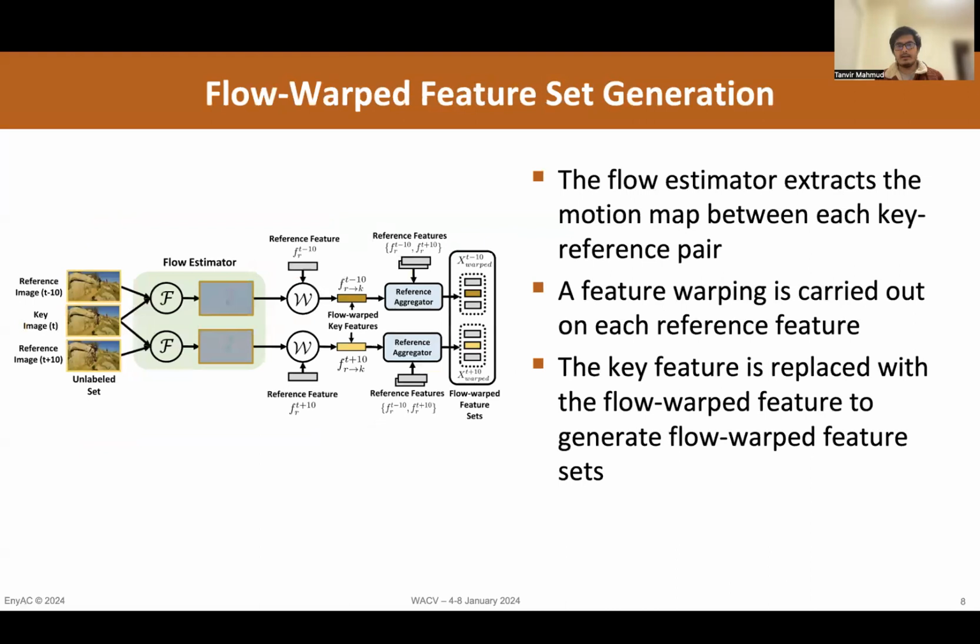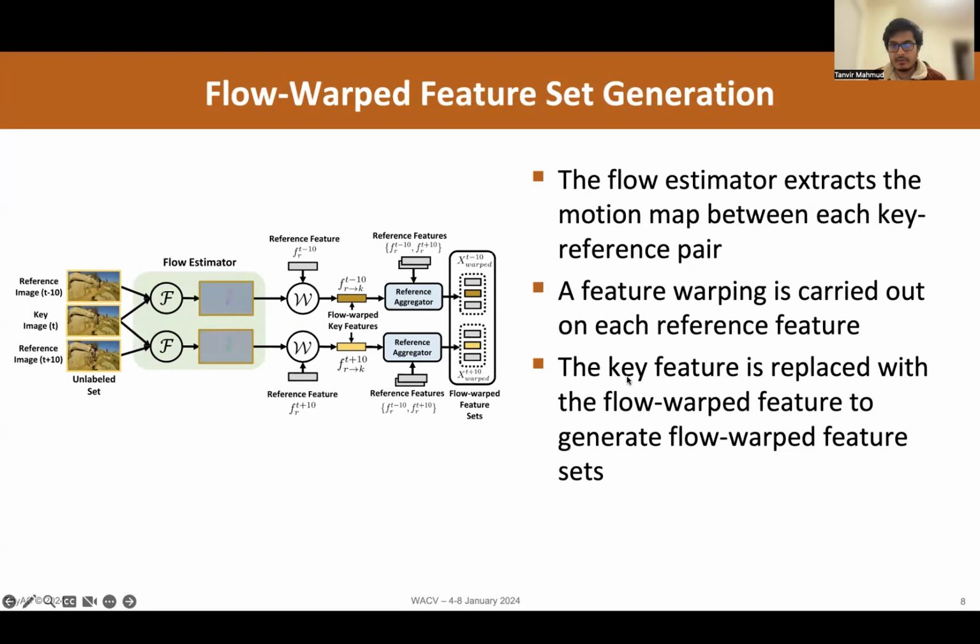And here's the flow warping technique for generating the feature set for every reference frame. You can see that here we use the flow estimator that extracts the motion map between each key reference pair. You can see there are two key and reference pairs. Firstly, we estimate the motions using the flow estimator. After that, feature warping is carried out on each reference feature. So in every reference feature, we apply flow warping with these motion maps. And that helps us to estimate the flow warped key features. So this helps us to map the reference feature to the key feature. In every key reference pair, we can map every reference frame feature to its representative key feature.